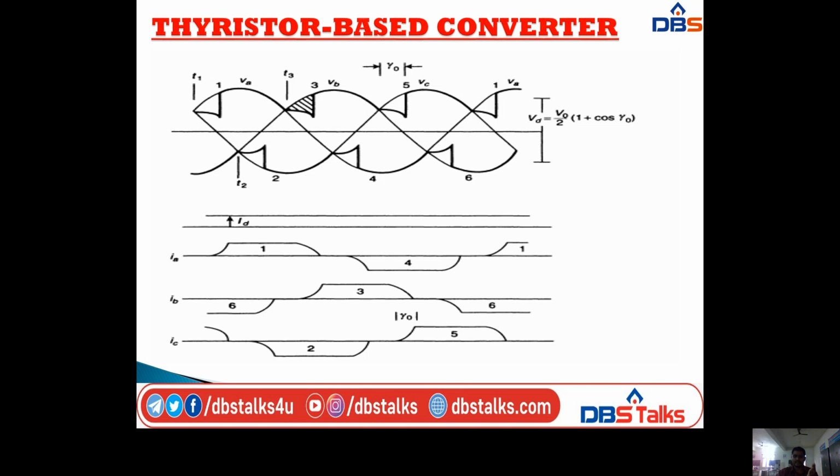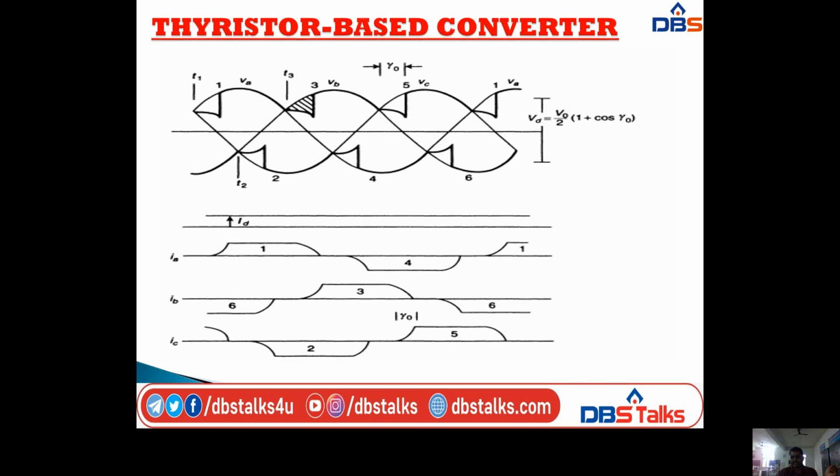At instant T3, valve 3 is conducting, at T4 valve 4 is conducting, at T5 valve 5 is conducting, and at T6 valve 6 is conducting. Like that, it continues from 1 to 2, 2 to 3, 3 to 4, 4 to 5, and 5 to 6, and the cycle repeats. Here the DC voltage equation is VD equals V0 by 2 into (1 plus cos gamma naught).